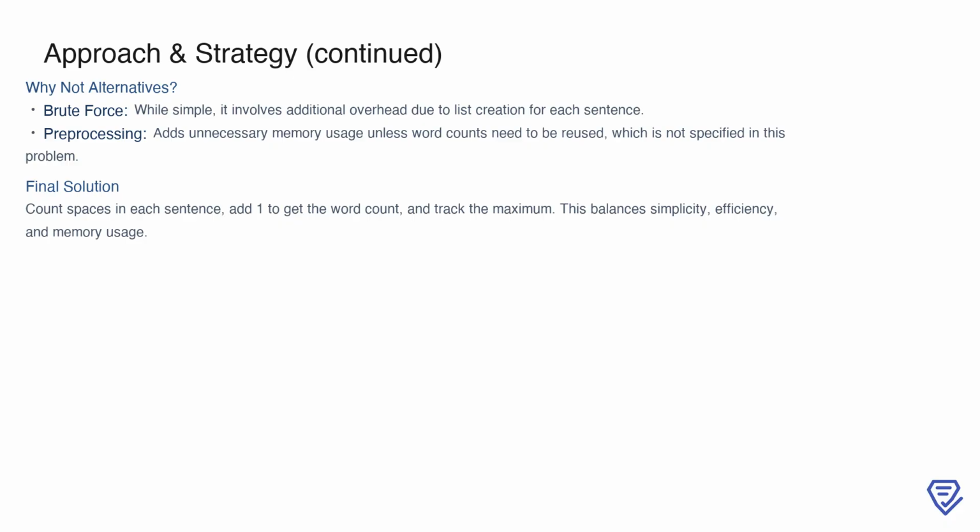Finally, let's summarize why the optimized approach is preferred over the alternatives. The brute force approach, while simple, incurs extra overhead due to the creation of intermediate lists for each sentence. On the other hand, the pre-processing approach introduces additional memory usage to store word counts, which is unnecessary for this problem since we only need the maximum count once. By counting spaces directly, the optimized approach strikes the right balance between simplicity, efficiency, and memory usage. It achieves the goal with minimal computational overhead and no additional storage requirements.